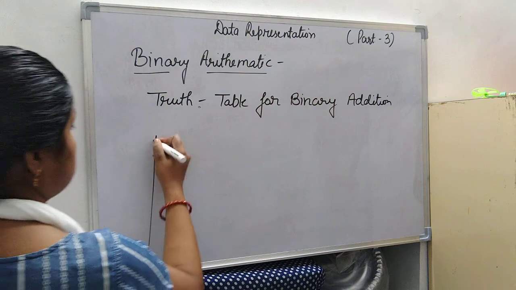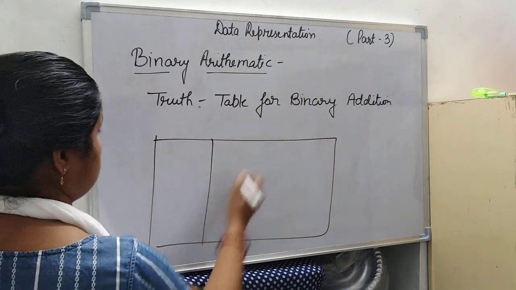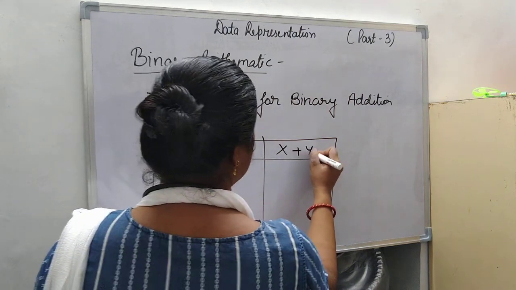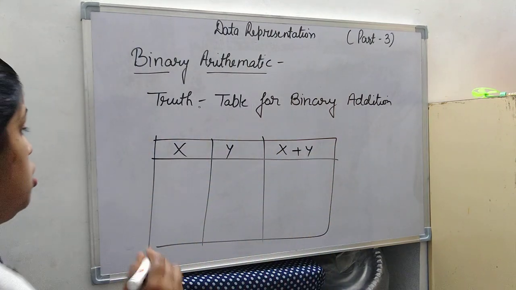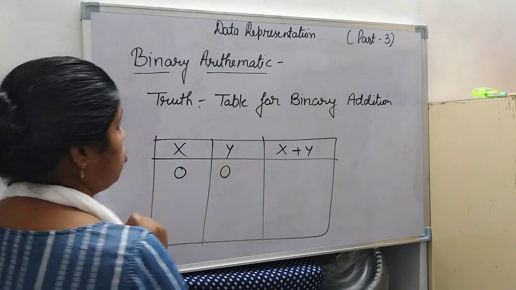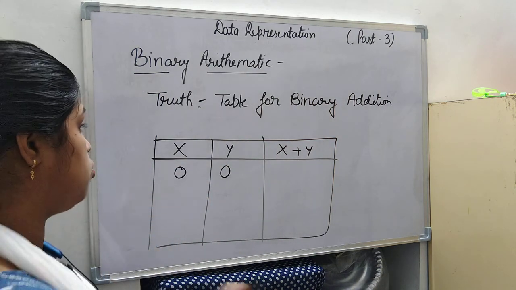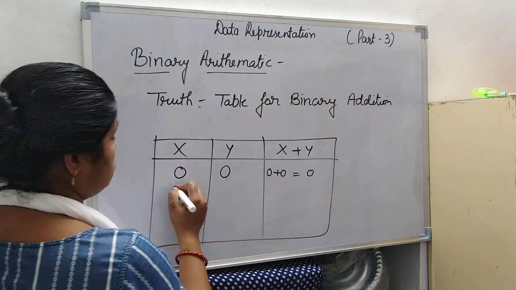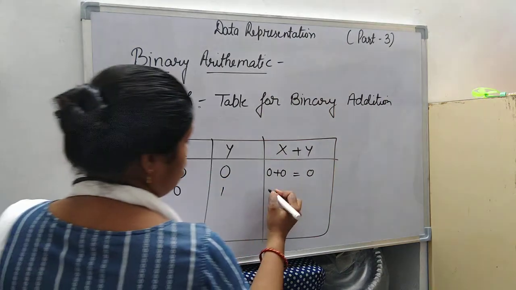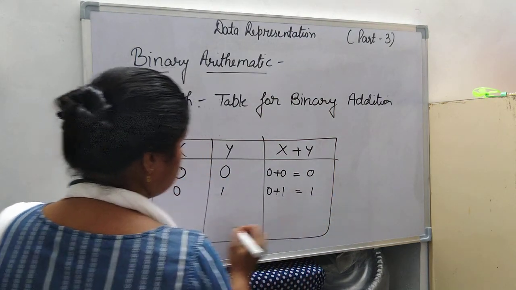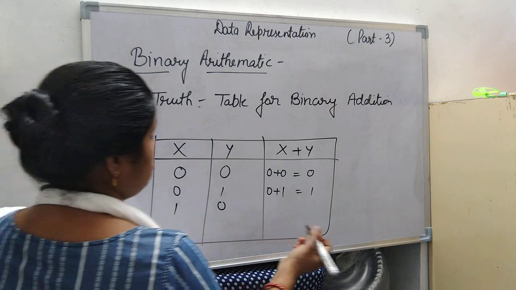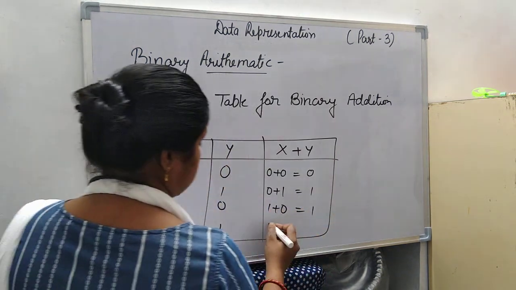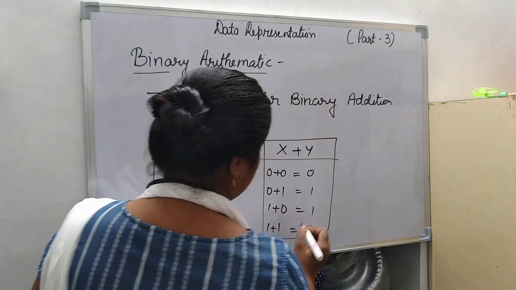Suppose there are two variables, x and y. For addition we will do x plus y. When both numbers are 0, that means x and y both are 0, then 0 plus 0 equals 0. Now if one number is 0 and another is 1, then 0 plus 1 equals 1. Similarly, 1 plus 0 will be 1, and 1 plus 1 is equal to 10.